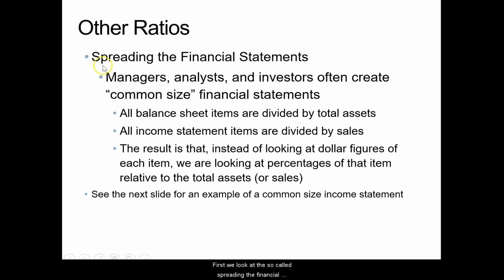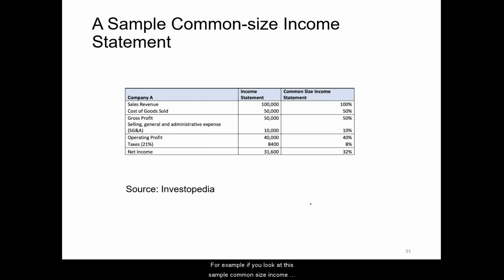First, we look at the so-called spreading the financial statement, or say the common sizing of the financial statement. The concept is pretty simple. Instead of looking at dollar amounts in the balance sheet and income statements, we try to look at all those accounts on a percentage basis. For example, if you look at this sample common size income statements, you understand that a regular income statement will give you all these dollar amounts. For example, sales revenue will be $100,000. Gross profit will be $50,000.